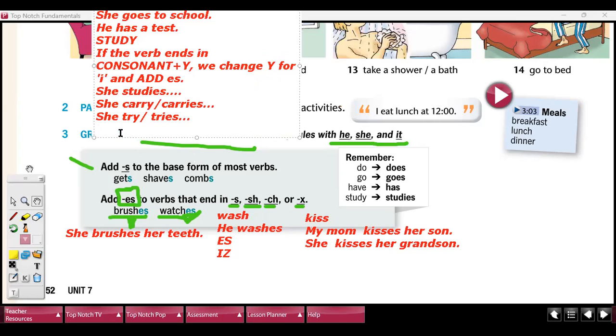También tenemos verbos, una excepción cuando, okay, if the verb ends in, let's say, vowel plus Y.